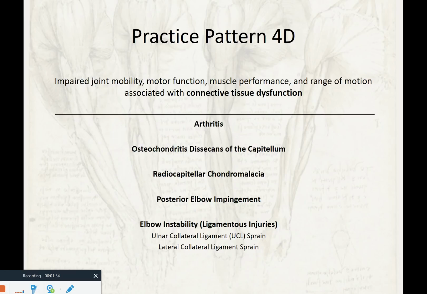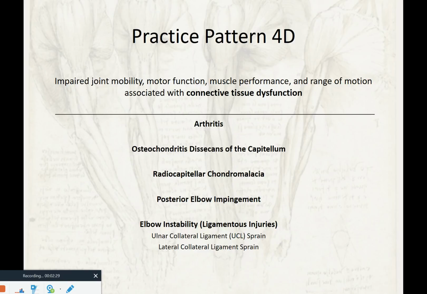So how we break this down is we look at practice patterns, and the first one we'll look at is practice pattern 4D, and that includes impaired joint mobility, motor function, muscle performance, and range of motion associated with the key phrase here, connective tissue dysfunction. So, of course, connective tissue can be anything from bone to fascia to skin, all of these things. So, cartilage. We will go over all of these connective tissue dysfunction medical diagnoses as you see below.